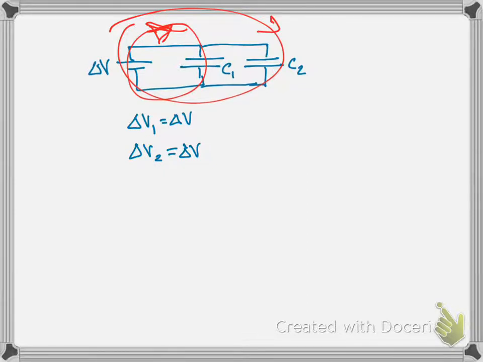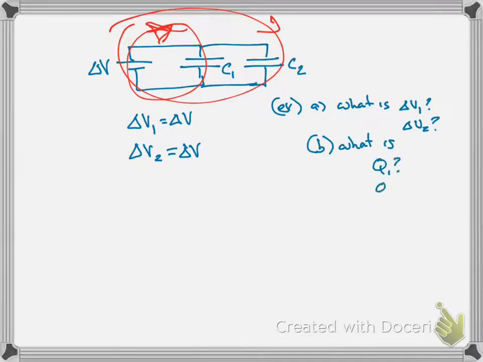And let's say that we want to know how much charge is on each capacitor. So the first question I ask: A, what is delta V1, delta V2? B, what is Q1 and Q2? And C, what is the equivalent capacitance?